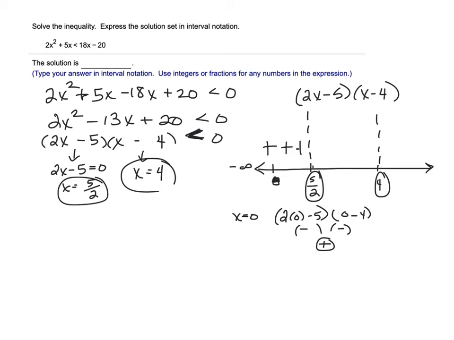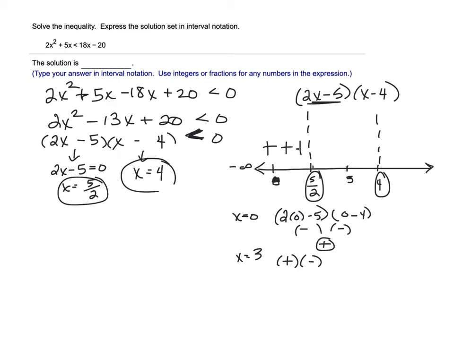Now I'm not going to be writing these numbers every time. I'm just going to use the sign chart. So let's do our second interval. Remember, 5/2 is 2.5. So let's pick something between 2.5 and 4. I'm going to pick 3. So when I plug 3 into 2x minus 5, that's 2 times 3 is 6. 6 minus 5 is 1. That's positive. When I plug 3 into x minus 4, you get 3 minus 4 is negative 1.